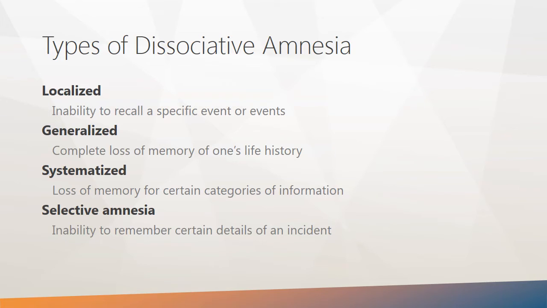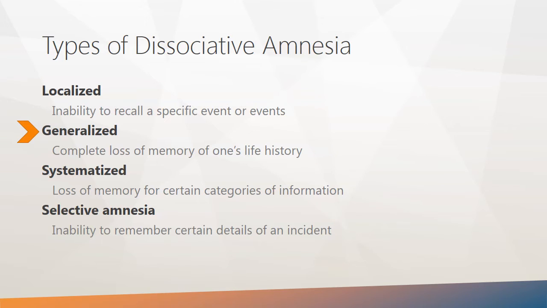Now, you need to be familiar with the different types of dissociative amnesia. Localized amnesia is a failure to recall events during specific periods of time. It's similar to a blackout, however, it is not substance-induced. This is the most common form of dissociative amnesia. It can involve amnesia for traumatic events, but can also include other events as well.